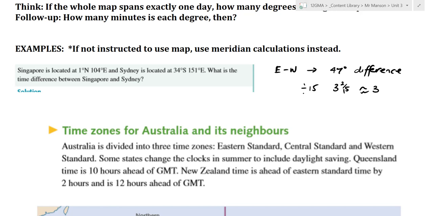But then we go back to the question and we look and we think, is this going to require a contextual answer? There's no way it will be 3 hours and 8 minutes because there's no time zone system that sets that up. So it's going to be 3 hours. Maybe it's 4 hours depending on how the time zones are set up. Maybe it's 2 hours, but it's probably 3 hours.